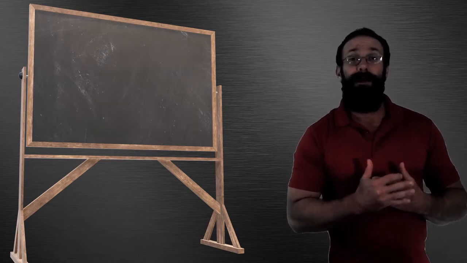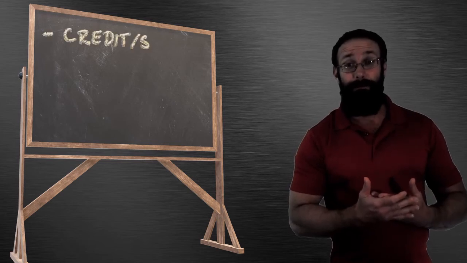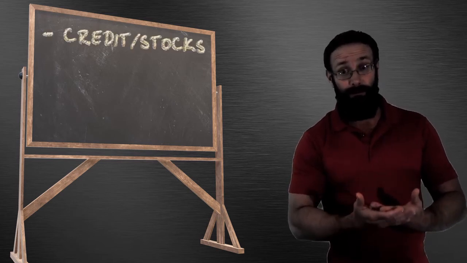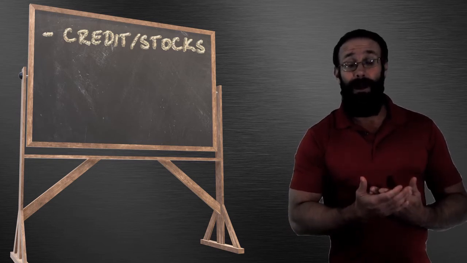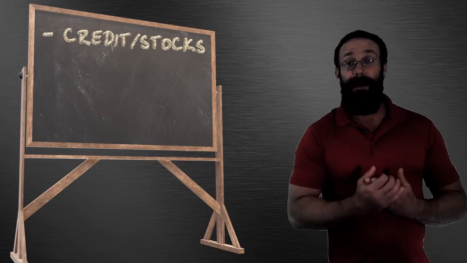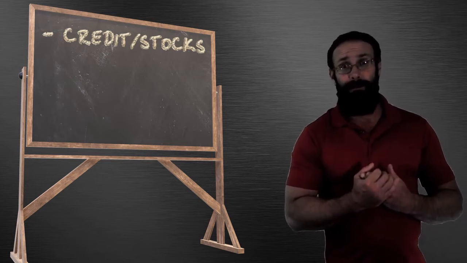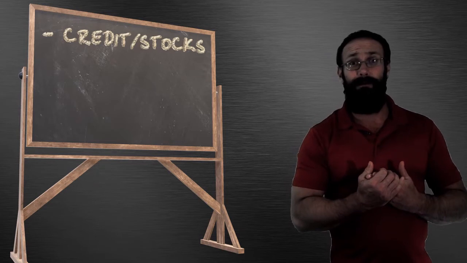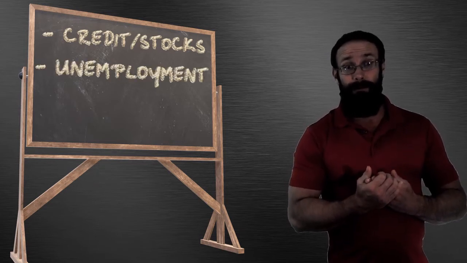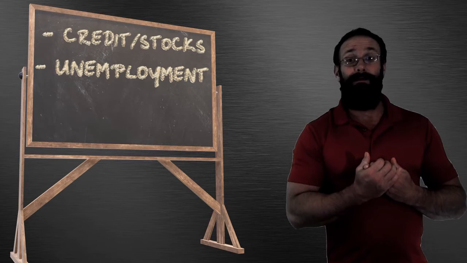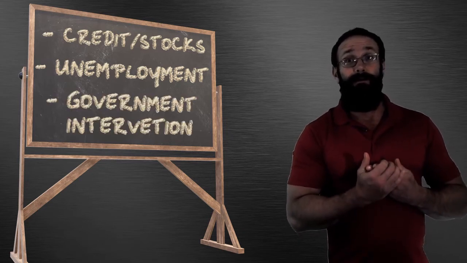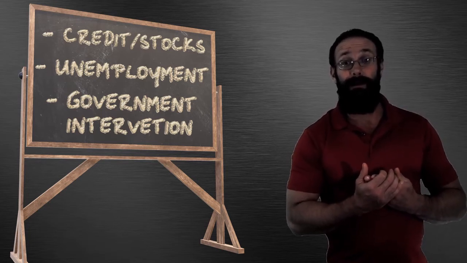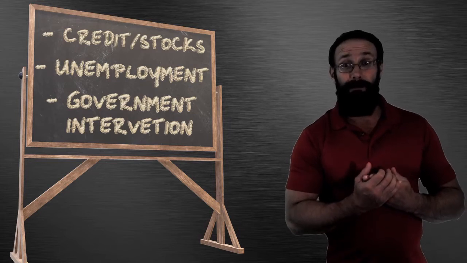The first one is the implementation of credit into the consumer society of the United States, and the stock market. What happened with that? The next aspect I want to look at, which is very important to this crisis and every crisis afterward, is unemployment. And then finally, I want to take a look at some of the government intervention that was going on with the president and with the Federal Reserve at the time that all of this is happening. So, let's take a look.